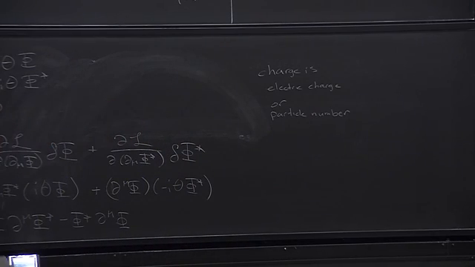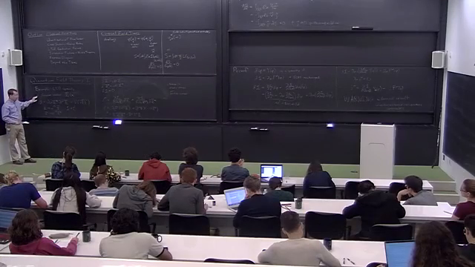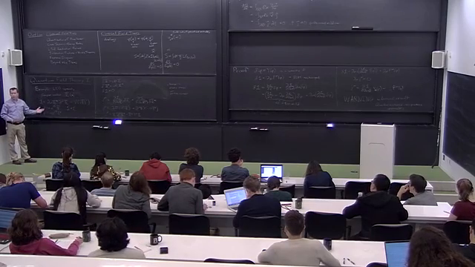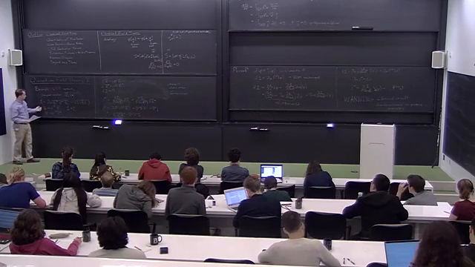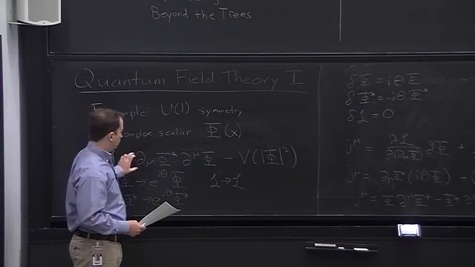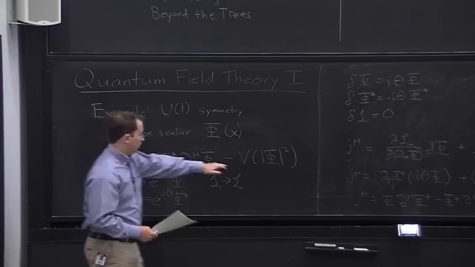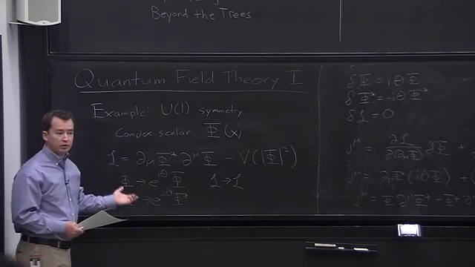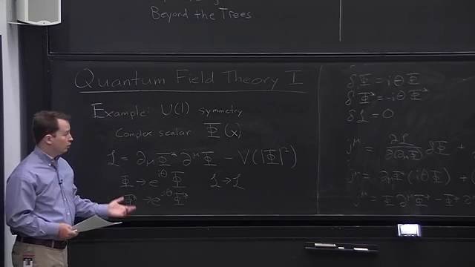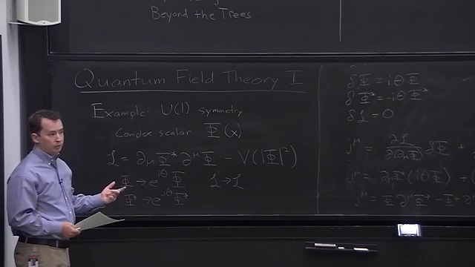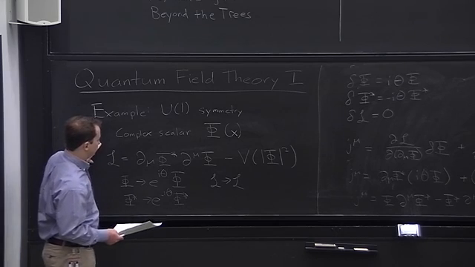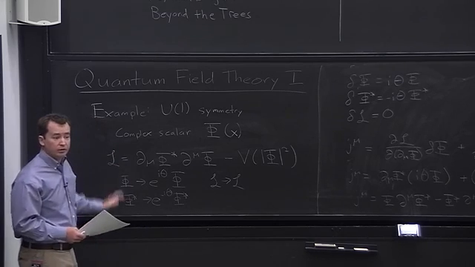We'll see when we come back to this example in a few days that this theory has distinct particles and antiparticles. This is a free scalar field theory, if we take V to be quadratic, with distinct particles and antiparticles. The first example, the Klein-Gordon example we looked at, which had a real scalar field, doesn't have distinct particles and antiparticles. So that'll be one of the big differences between these two theories.